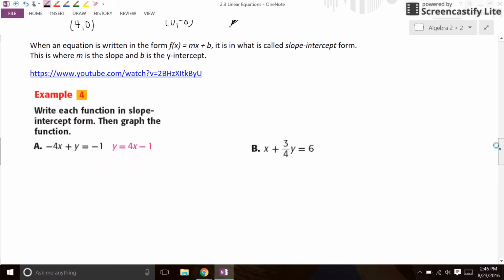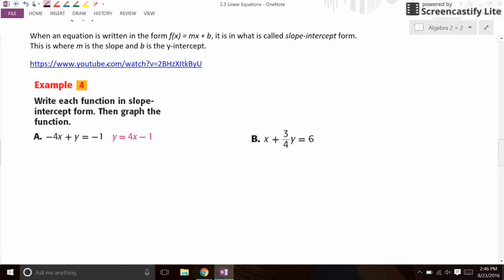Now, let's talk about slope-intercept form. You can see it right there, y equals mx plus b. I hinted to it earlier, but now we're going to use it. M is always the slope, so that's that rise over run. B is always your y-intercept. That's why it was important that we discussed what a y-intercept was. That's where it crosses the y-axis.